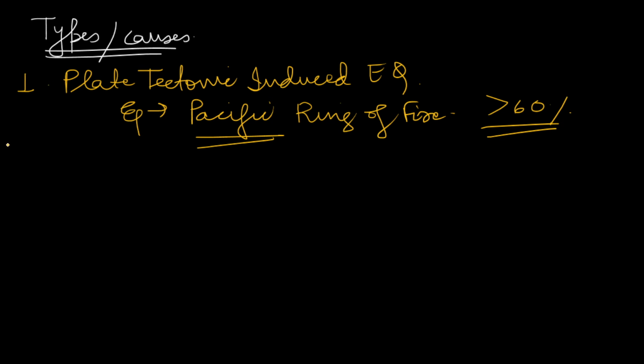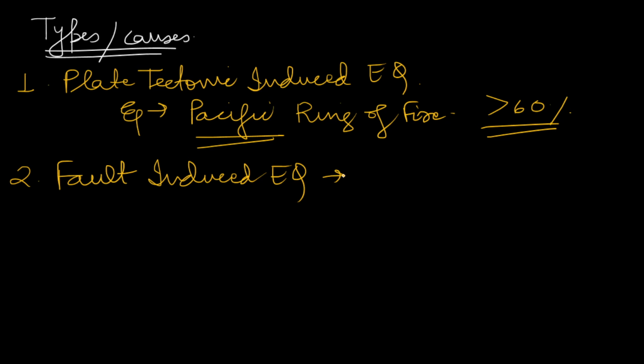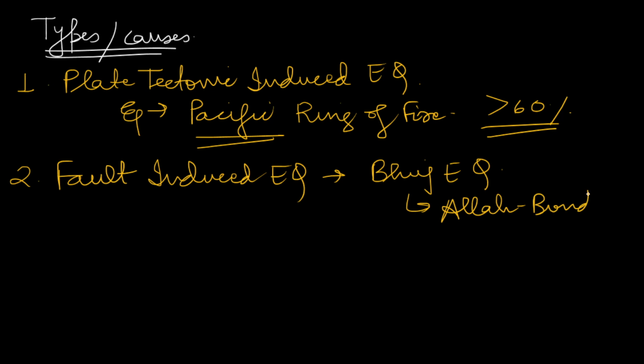Secondly, we have fault induced earthquake, due to the movement of faults. For example, you can mention here that the Bhuj earthquake was due to the Allah Bund fault. Secondly, we have the Turkey earthquake. This was due to the Anatolian fault.